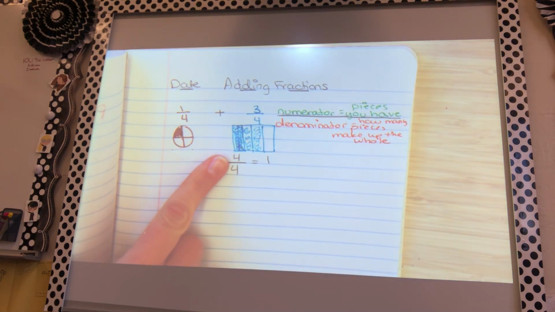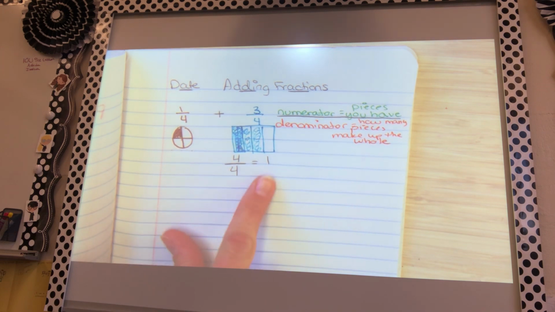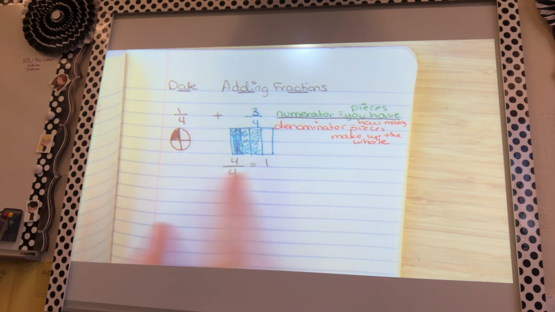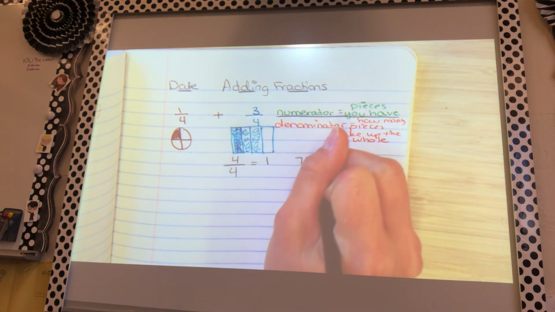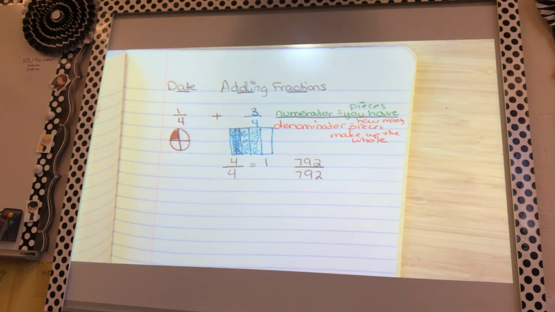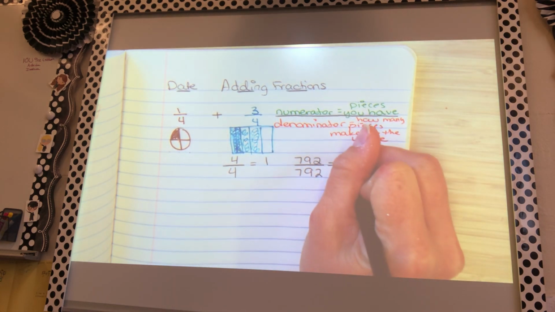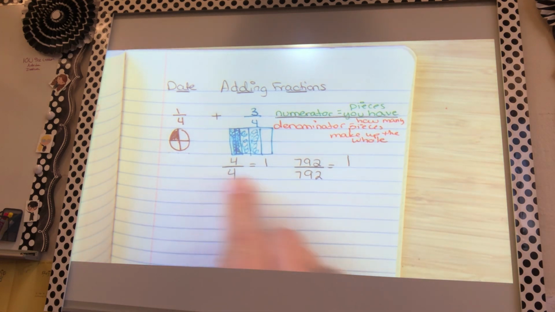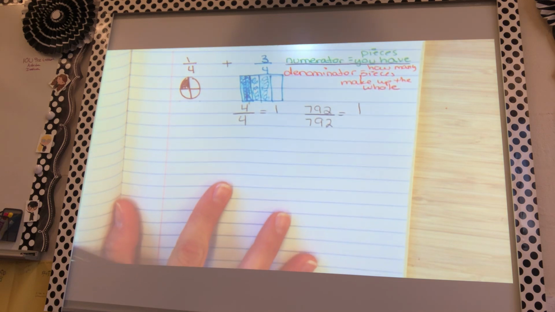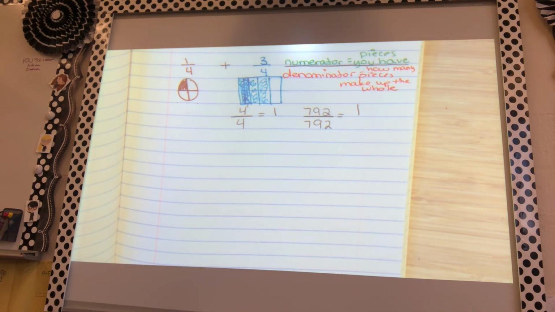So when your numerator is the exact same or equivalent to your denominator, that always equals 1 because it's saying you have that many pieces out of however many make up the whole. So even if I have a number like 792 as a numerator, as long as my denominator is the same, 792, then I have 1 whole. Any number, as long as the numerator and denominator are the same, makes up your 1 whole. So now that we have that, we're going to look at adding fractions with unlike denominators.